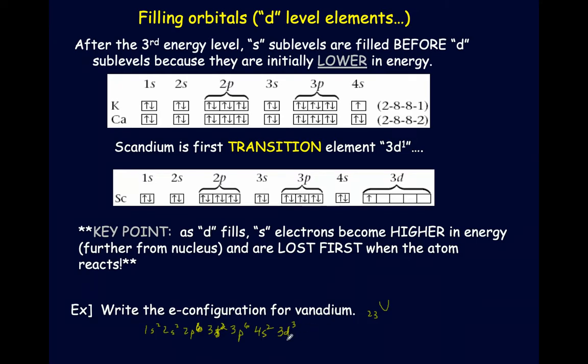Now, one thing to note is if I was to draw the boxes for this, just remember when you do boxes, in this case, we're going to have 5 boxes for d, and we're going to fill one at a time. 1, 2, 3, like that, and then go back and fill them in. So again, these are all filled. So that's the key. You're going to fill 4s before 3d. That's one thing you want to remember.